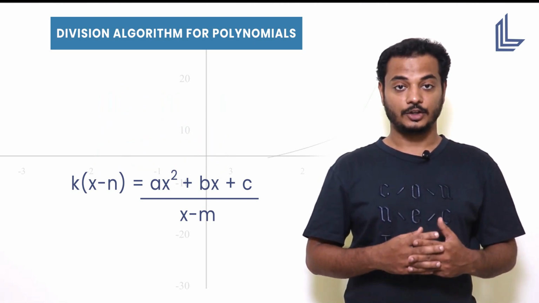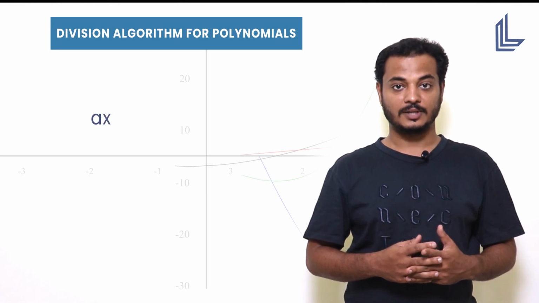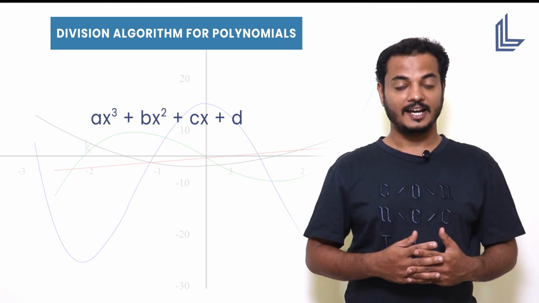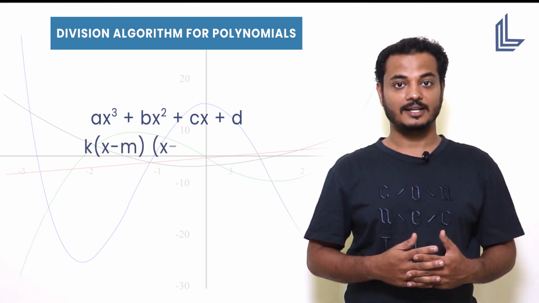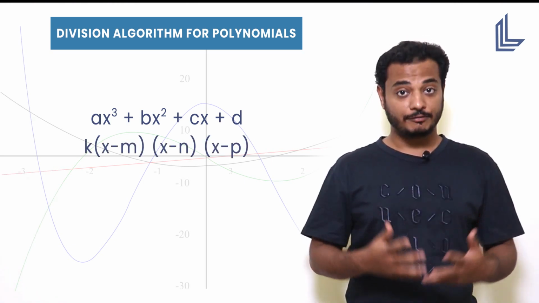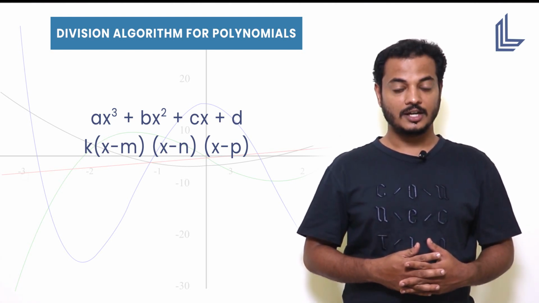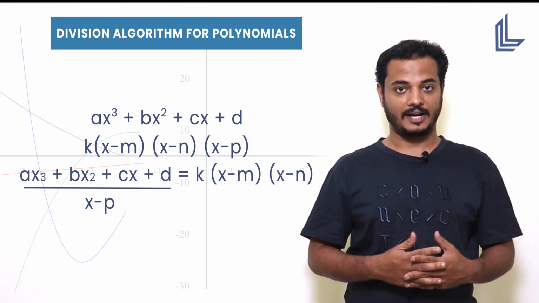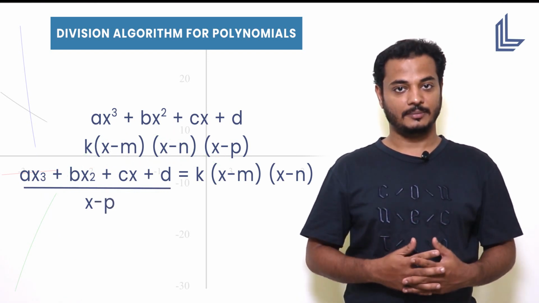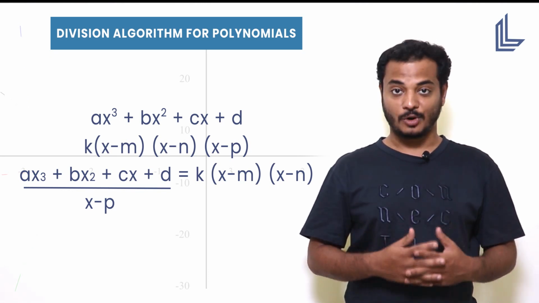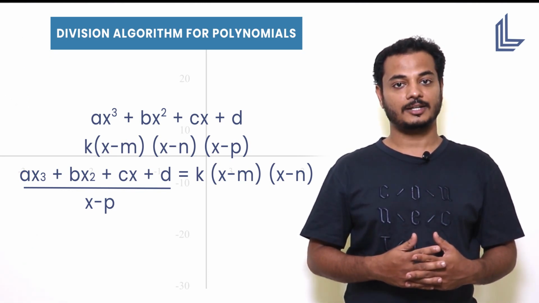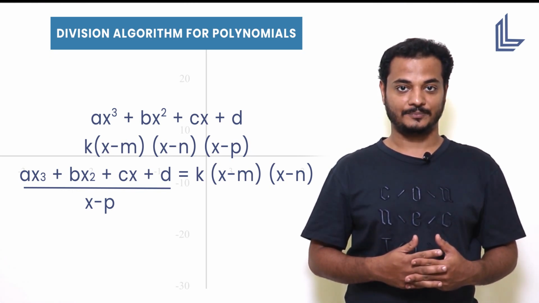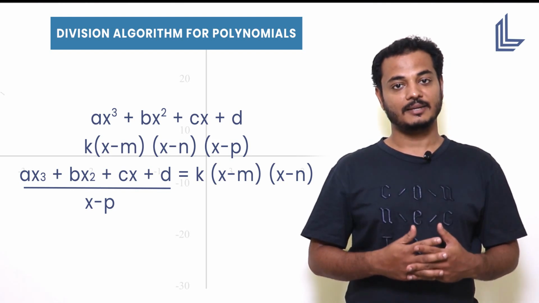Similarly, for a cubic polynomial ax cube plus bx square plus cx plus d, we can express this as x minus m into x minus n into x minus p. Now if one of the factors is given to us, we can easily divide the cubic polynomial by this given factor to get the product of the remaining factors. And the product of the remaining factors will be a quadratic polynomial, and we have just seen how to factorize a quadratic polynomial. By doing so, we get the remaining factors as well.